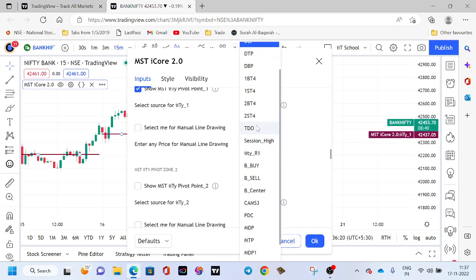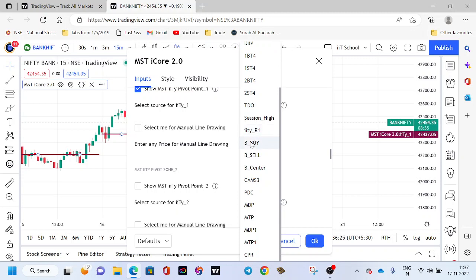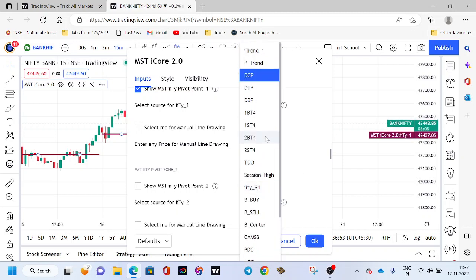The next one, TDO, it is the today open. And B buy, that is the breakout buy. B sell, breakout sell. CAM S3, Camarilla S3. PDC, previous day close. MDP, that is the furthest demand zone, the black level, the furthest support zone, top level midpoint and bottom level midpoint. CPR, that you know, that is the central pivot range. So whichever you want, you can use. I have given the option in a single indicator for everything.